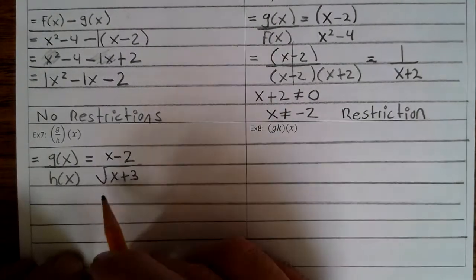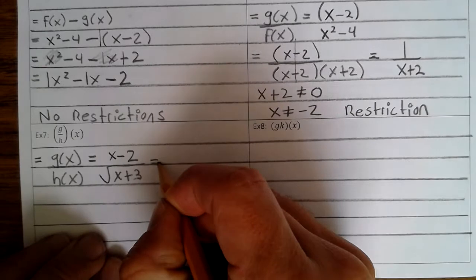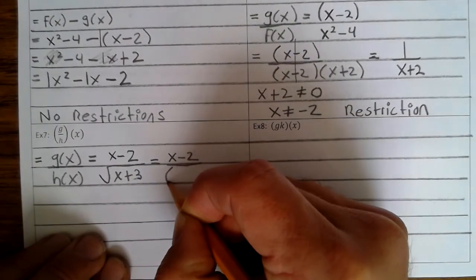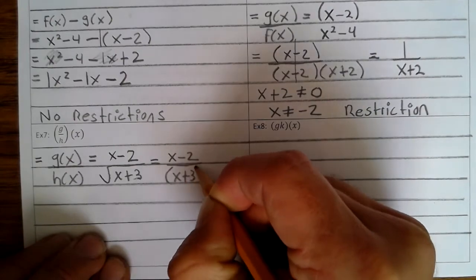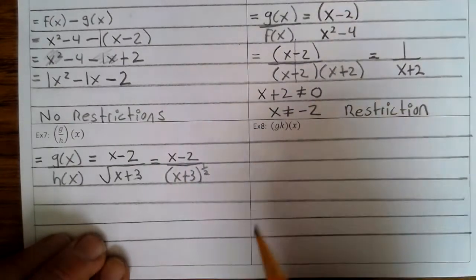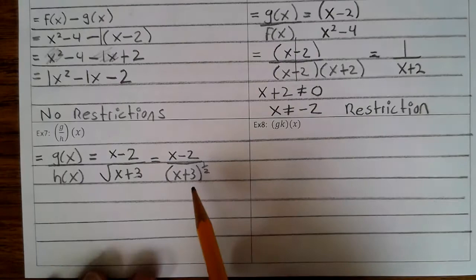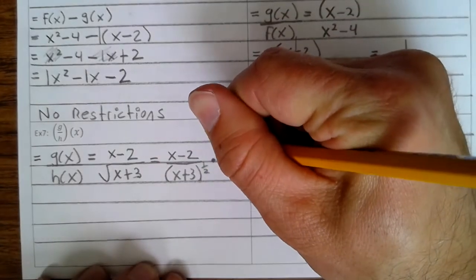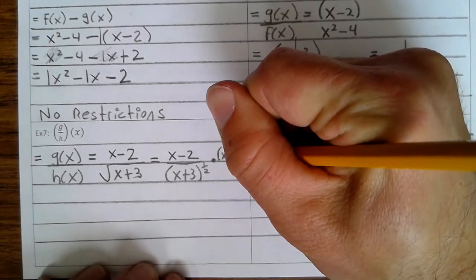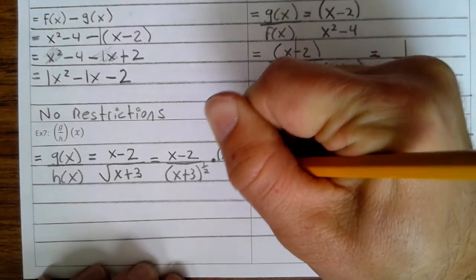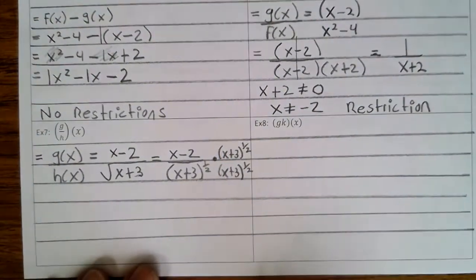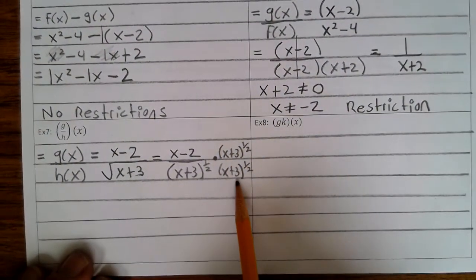Now you can't have a radical in the denominator, so what we need to do is rewrite this as x minus 2 divided by parentheses x plus 3 to the 1/2. Now, in order to get rid of the radical from the denominator, we have to multiply the numerator and the denominator by the radical. And you can do that because anything divided by itself is 1. So really, we're only multiplying by 1.